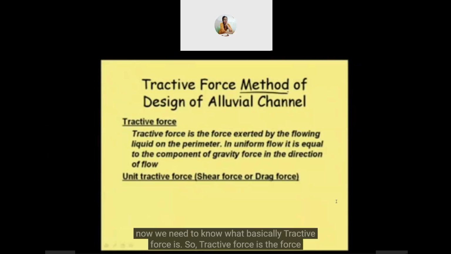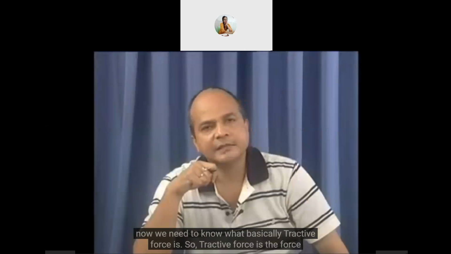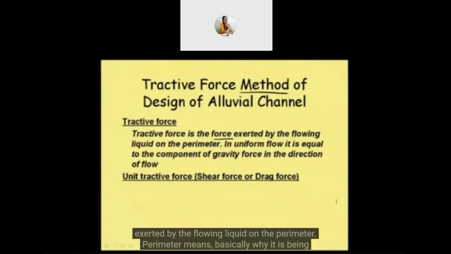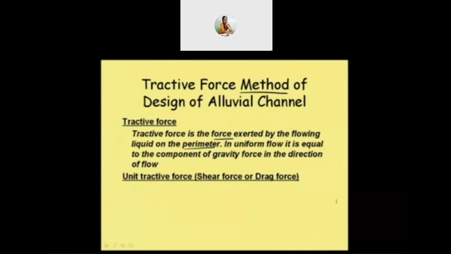Well, now we need to know what is basically tractive force. Tractive force is the force exerted by the flowing liquid on the perimeter. Why am I writing it as perimeter? We shouldn't say that it is exerted by the fluid on the sediment or soil, because sometimes the perimeter may consist of something else, but still the flowing fluid will be exerting a drag force on the side of the channel. And if sediment is there, if soil is there, if it is an unlined canal, we are talking about, of course, alluvial channel, then in alluvial channel the drag force will be exerted on the soil particle, of course. So that is called tractive force.